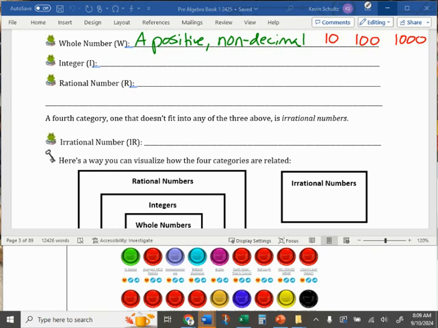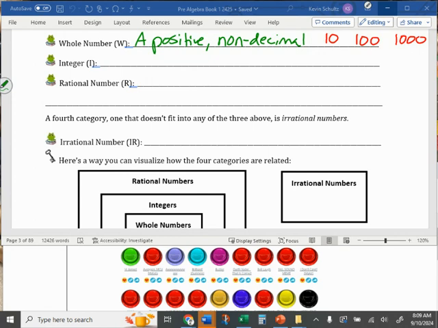Whole numbers are, you could argue, we'll talk about this more later, the smallest set, the most specific, those positive non-decimal numbers. An integer, which you can abbreviate with the letter I. Who knows what an integer is? It's the next level up. This would be like the divisions of football. Integers are kind of like the conferences. They include all the divisions. Maybe like a positive decimal?